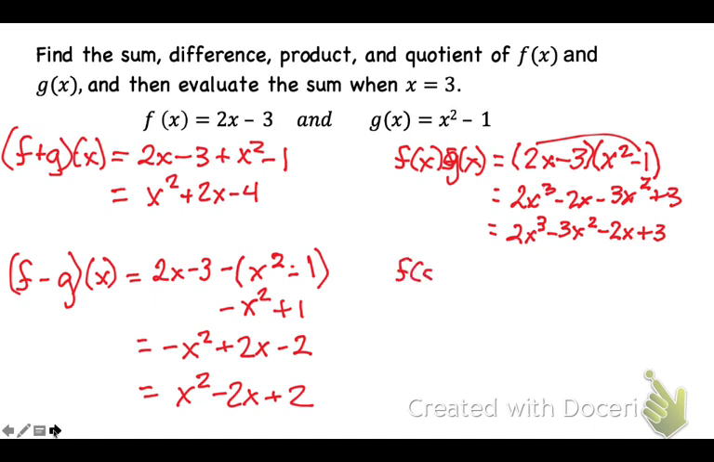F of x divided by g of x. Yes. So f of x is 2x minus 3, and g of x is x squared minus 1. In order to be able to divide, we have to factor first, like whole quantities need to come out, yes? And we're going to put those, yes, Isaiah?